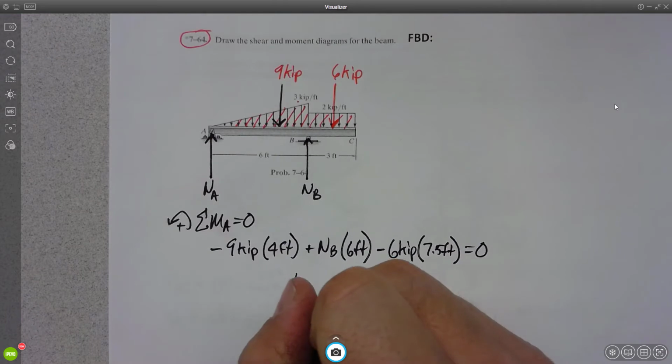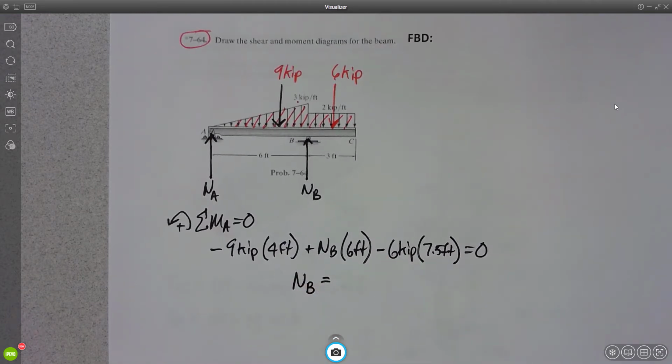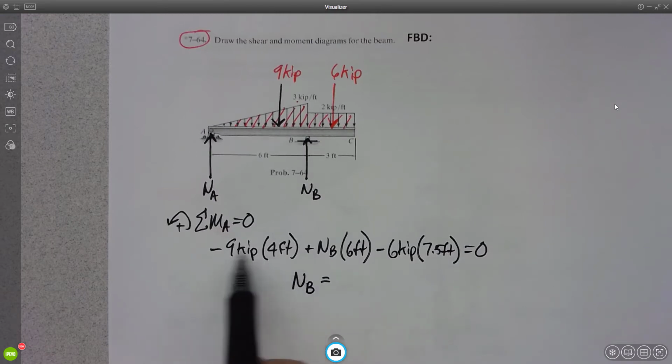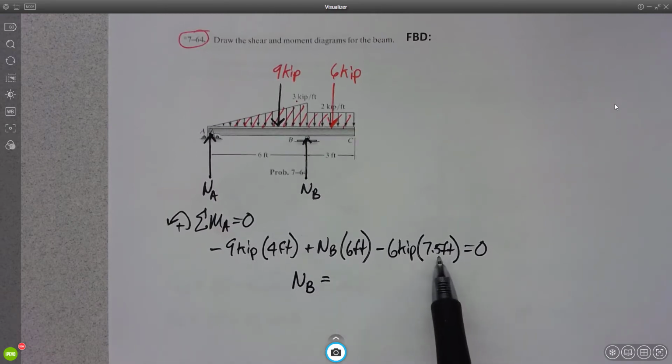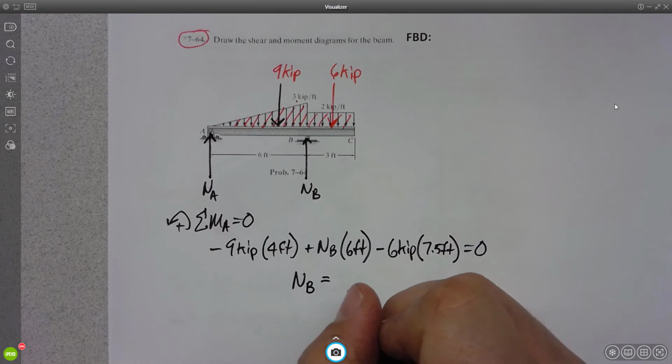So what do we get for NB? Nine times 4 is 36. 6 times 7.5 is 37.5. So you're going to have negative 73-ish. Divide that by 6. You're going to have about 12. 13.5? That's about 12.